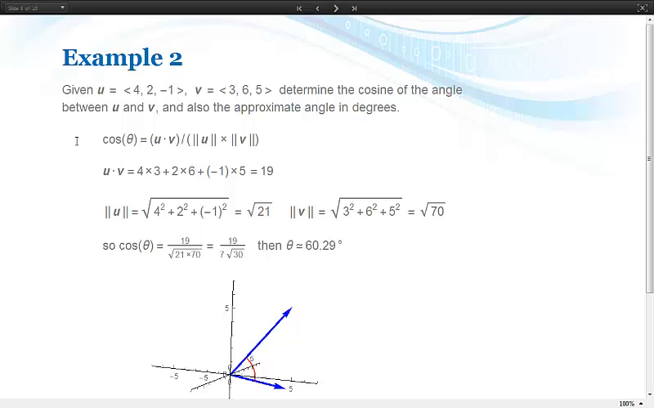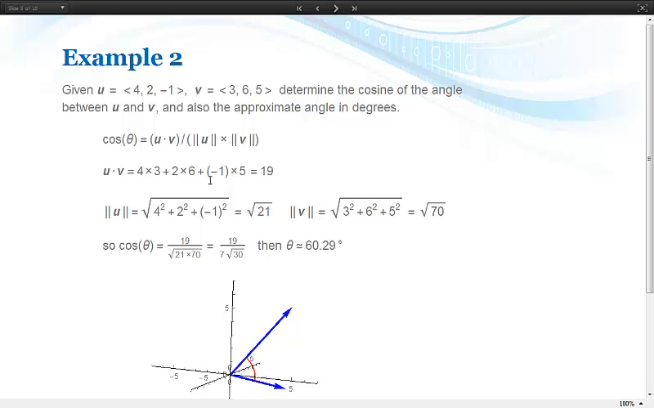So again, the cosine of the angle between these two vectors is the dot product of the vectors divided by the product of their lengths. So the dot product is, as we've grown accustomed to doing, the product of the corresponding elements added together. 4 times 3 is 12, plus 2 times 6 is 12, that's 24, minus 5 is 19.